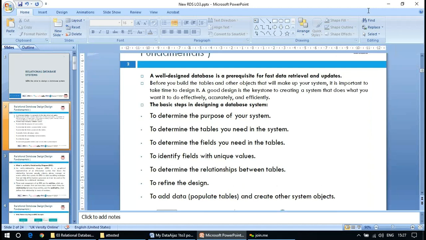That's really a matter of efficiency. Then refine the design. Once you have the design, you try to refine it. It might need to be optimized. Sometimes what happens is that every database claims that it is faster.